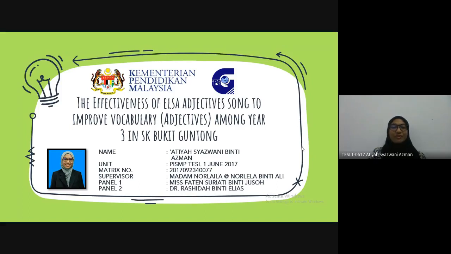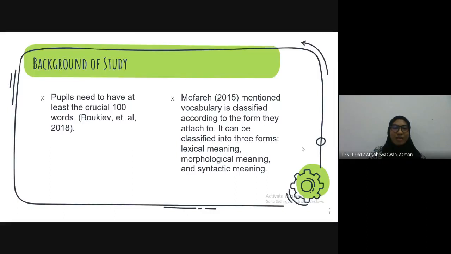So today I'll be presenting the effectiveness of the Elsa Adjectives song to improve vocabulary adjectives among Year 3 pupils in SK Bukit Guntong. So, background of the study: pupils need to have at least the crucial 100 words, Bukit Guntong 2018, and Mufare 2015 mentioned that vocabulary is classified according to the form they attach to. It can be classified into 3 forms, which are lexical meaning, morphological meaning, and syntactic meaning. So these pupils need to have at least 100 words for their foundation of the vocabulary.